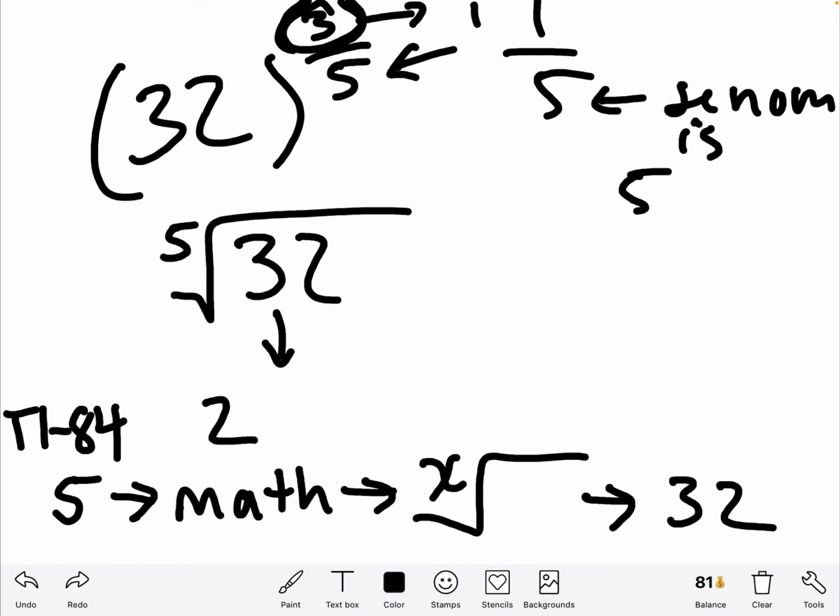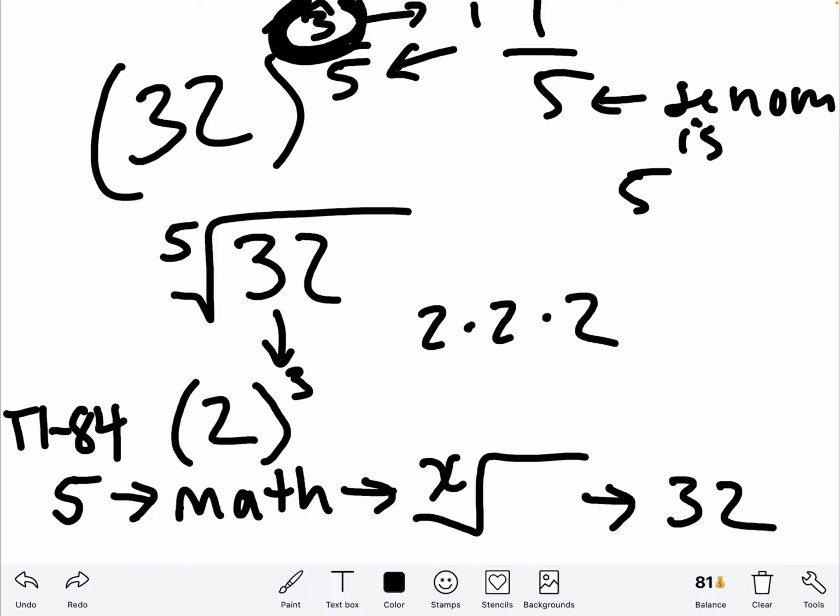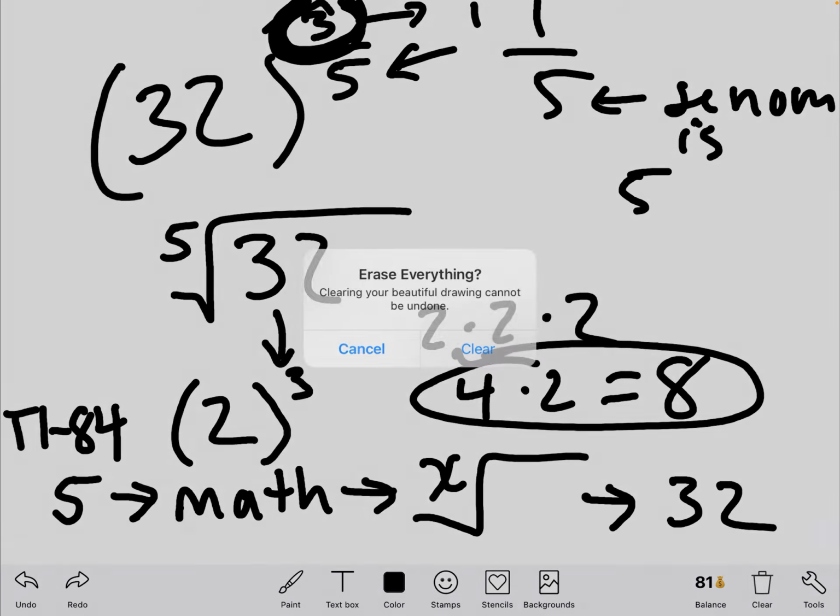Now, we can't forget about our numerator. We got our numerator right here. Can't forget about that. So we're going to take 2 to the third. And what this is going to look like is 2 times 2 times 2, which is 8. So our answer will be 8.